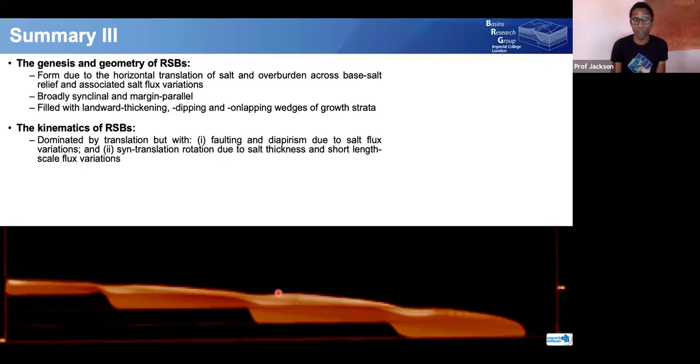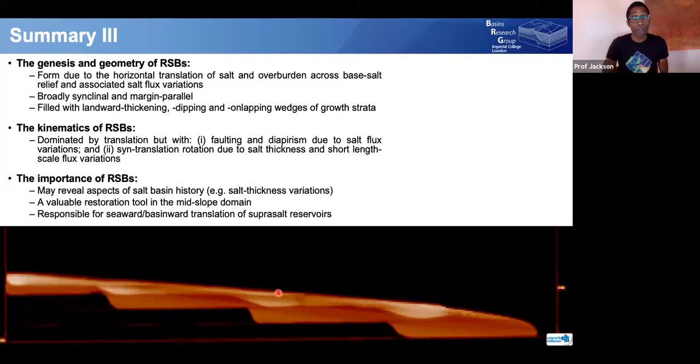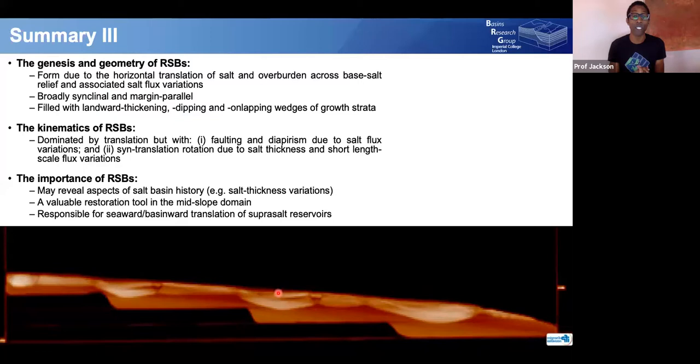In terms of the importance, they may reveal aspects of the salt basin history. So in Angola, we think that that strong rotation was because the primary salt thickness was greater towards the southeast of the margin. So the Ramp-Syncline basins were moving faster, or salt and its overburden was moving faster, and therefore imparted a diffuse shear on the overburden.